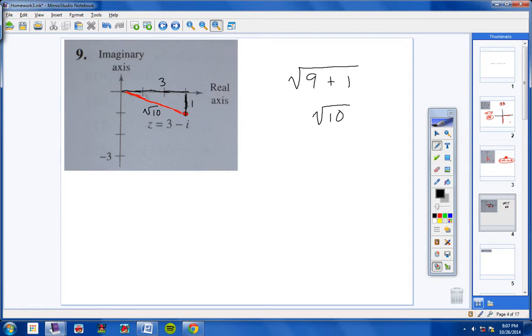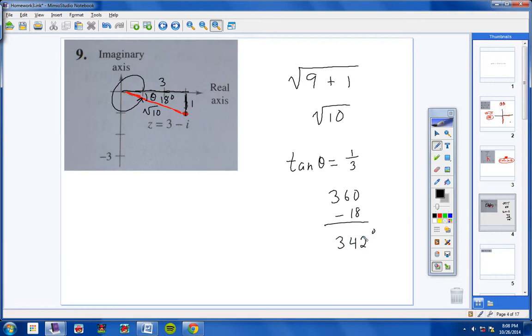Now we just have to find this angle right here. We'll call it theta. So tangent of theta equals opposite over adjacent, 1/3. So let's see what we have here. Inverse tangent of 1/3 is 18.4 degrees. So we're just going to call it 18 degrees. So this angle here is 18 degrees. So the direction angle would be all the way around to here. So 360 minus 18 would be 342 degrees.